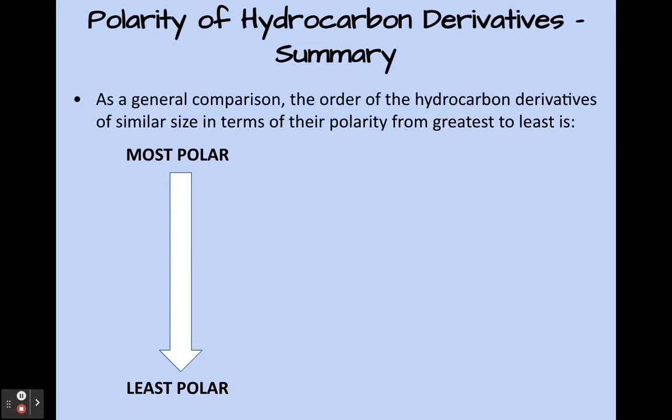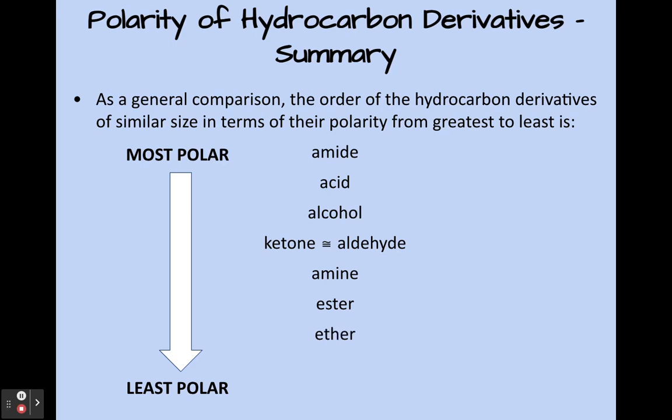Okay, and one more summary. So just to compare the polarity of the different hydrocarbon derivatives, the most polar would indicate the higher boiling point. So the amides are the most polar, followed by the carboxylic acids, then the alcohols. Okay, these can all form hydrogen bonds. Then the ketones and the aldehydes, which are very similar. Then the amines, the esters, the ethers, and finally the alkanes.